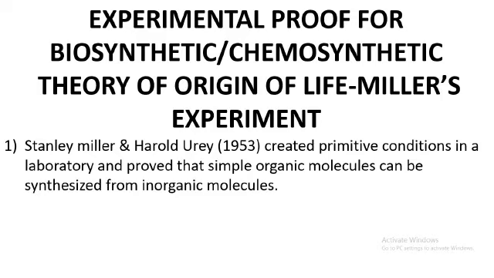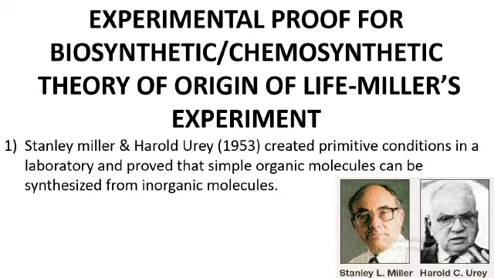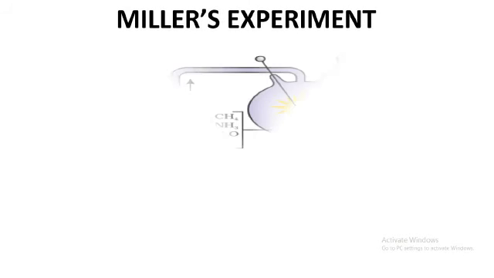In this experiment, Stanley Miller and Harold Urey created the primitive conditions of the earth in the laboratory by developing an apparatus. Through that apparatus they tried to synthesize simple organic molecules like sugars, amino acids, and so on from inorganic molecules like methane, hydrogen, ammonia, and water vapor. Let us see how this experiment was done. Now let us move on to Miller's experiment.